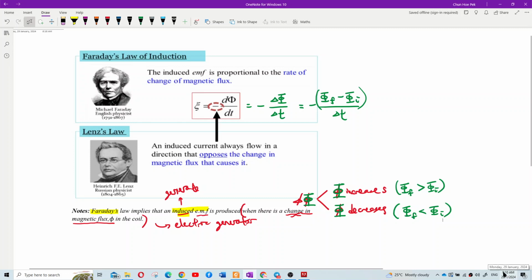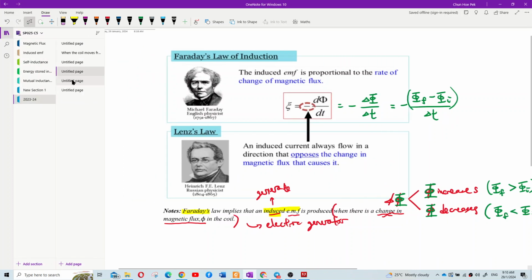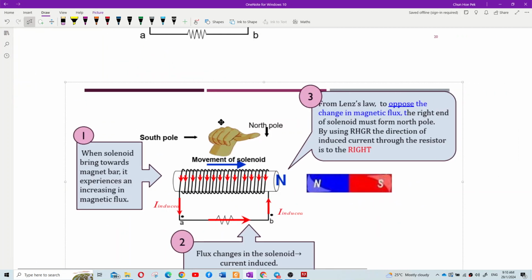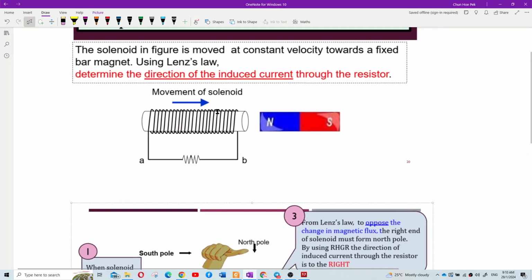Now also 9:10. I don't think this one. Okay, I actually have an example. I will just show you an example like this one.